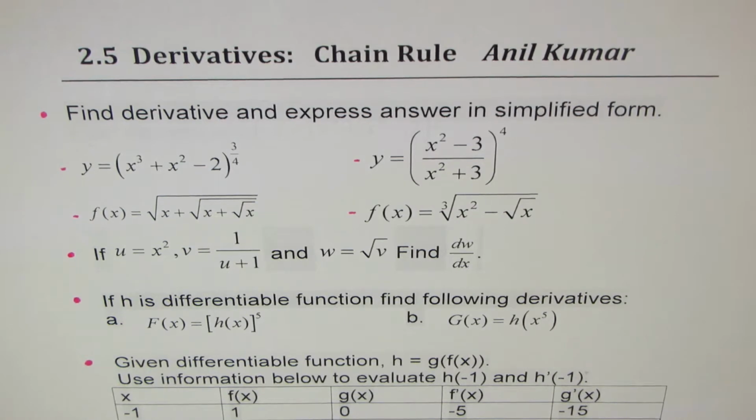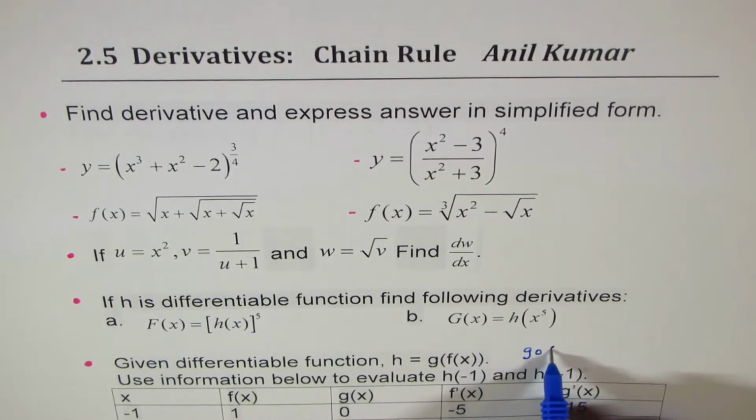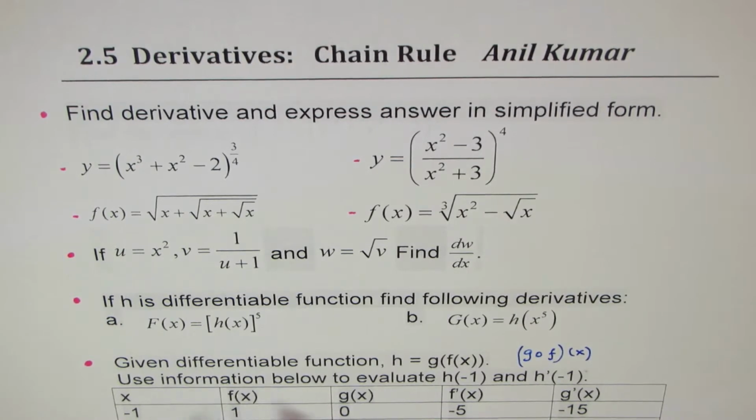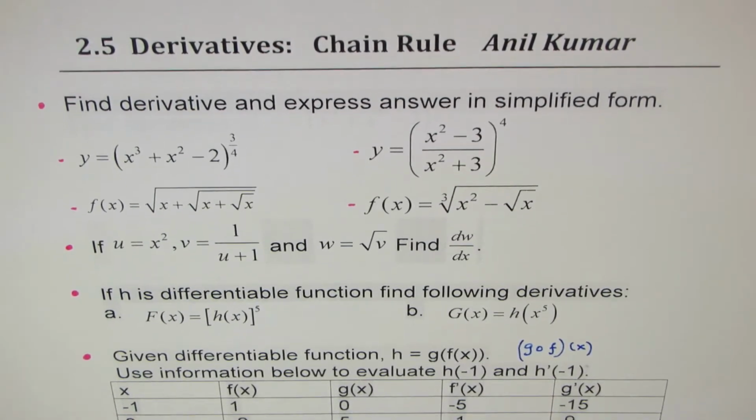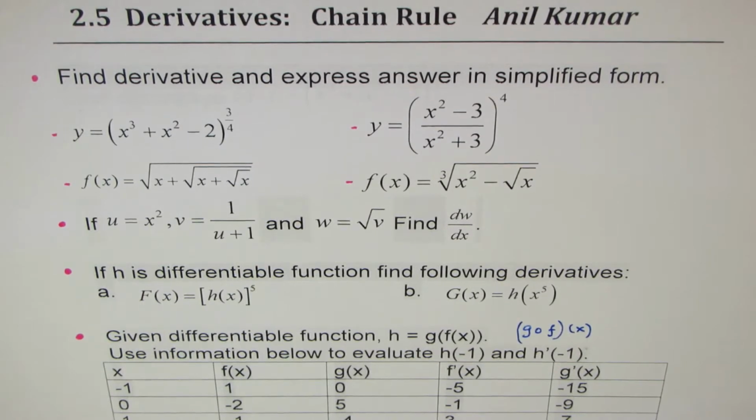The last question here is, given a differentiable function h, which is a composition of g and f functions, right? Sometimes we write this also as g of f of x. Use the information below to evaluate h of minus 1 and h prime of minus 1. Well, I'll take this question. You may not be able to see the last line properly, and then we'll work on it.